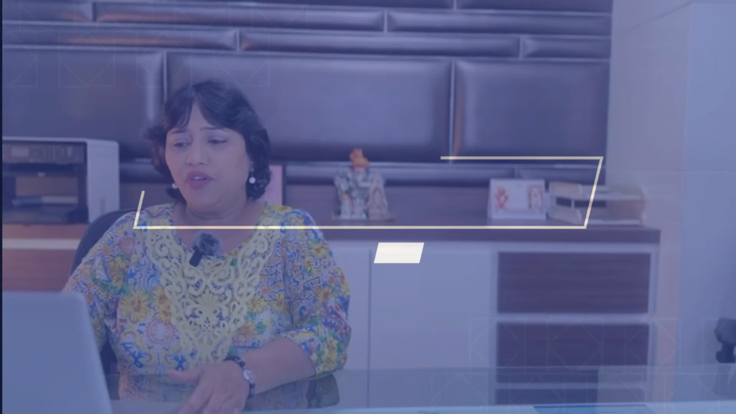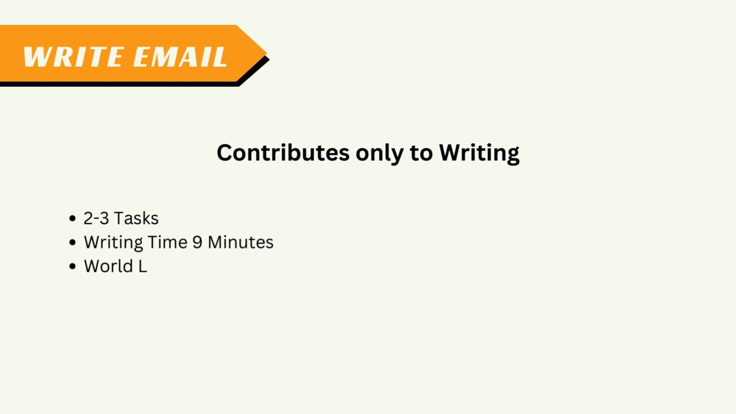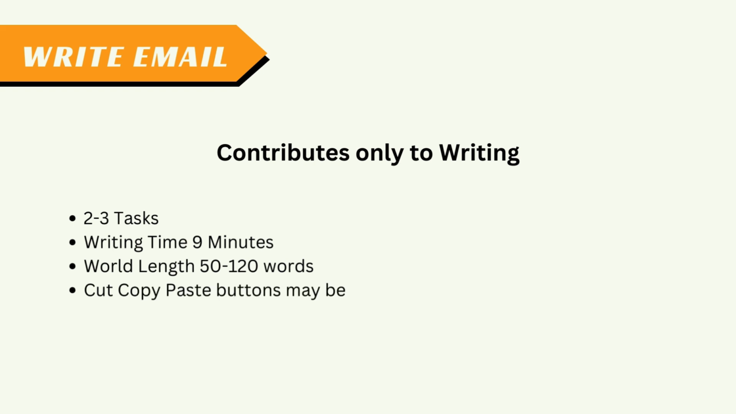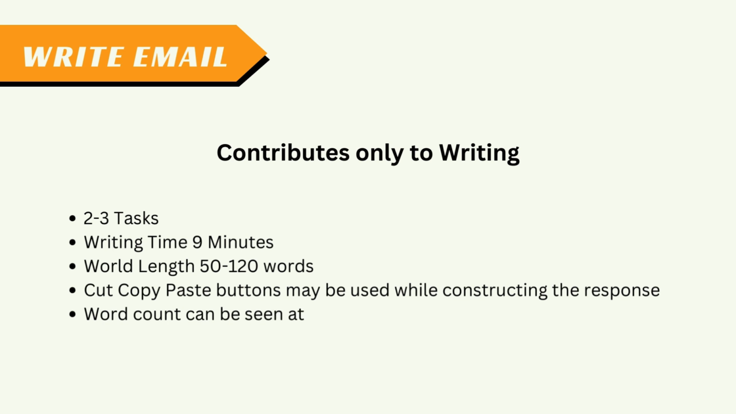So as you can see on your screen that email writing is a task of writing module in PTE Core and it contributes only to the writing skill. You can get 2 to 3 emails in the exam. The writing time for each email is 9 minutes. The word length should strictly be 50 to 120 words. And most importantly, you are provided cut copy paste buttons which you can use while you are constructing the response. This will be very helpful and I will be talking about it later in the video. And you will also get the word count at the bottom of the screen which will keep you mindful of how much to write.